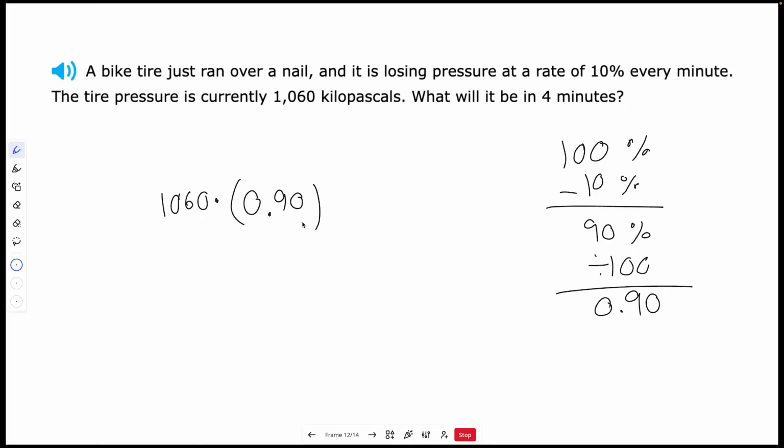And how many times are we decaying? This is 4 minutes. And if we plug that into the calculator, we get 695.466. And there are no instructions about rounding, so we can just leave it like that.